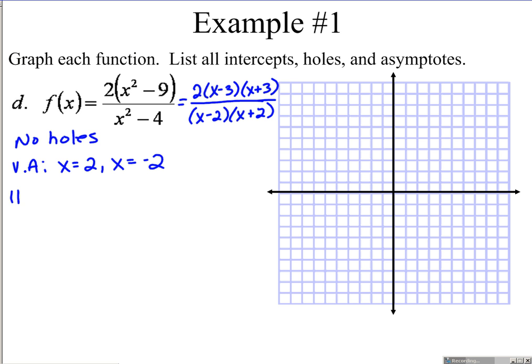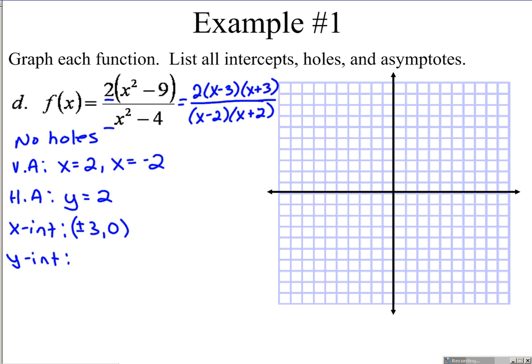Horizontal asymptote, we have a degree 2 polynomial over degree 2. Anytime numerator and denominator are same degree, we need to look at a ratio of lead coefficients. In this case, 2 over 1, y equals 2. X-intercepts, set the numerator equal to 0. We have 2 x-intercepts here. 3 and negative 3. There's our x-intercepts.